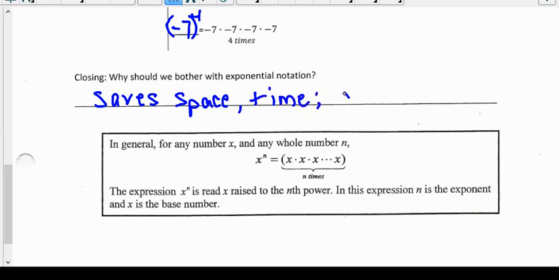The other thing is it's just easier to read. I don't want to count all those out and figure out how many times. Why don't you just tell me how many times using an exponent, right?